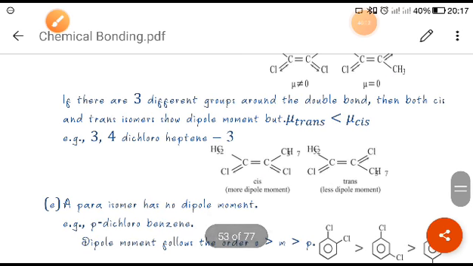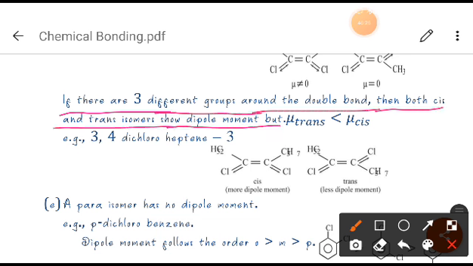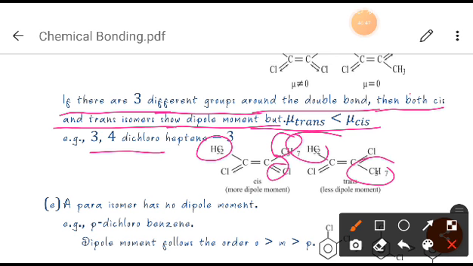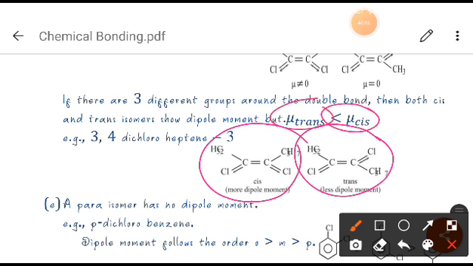Now next, if there are three different groups around the double bond, then both cis and trans isomers show a dipole moment. So in the case of 3,4-dichloroheptane, three different groups are there: here C2H5 is there, here CH3 is there, Cl is there, right? Suppose this is trans and this one is cis. In that case, if three different groups are attached, cis will have a greater dipole moment than trans, as you can see here.